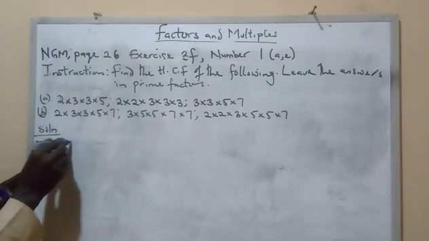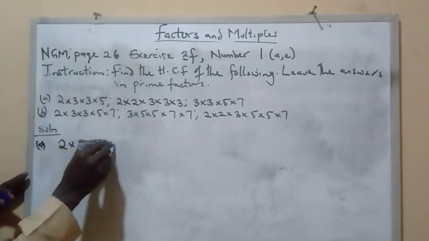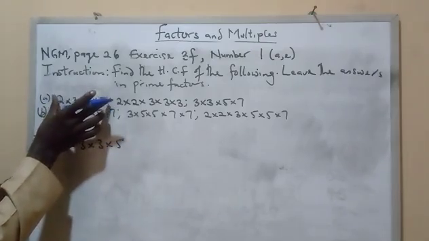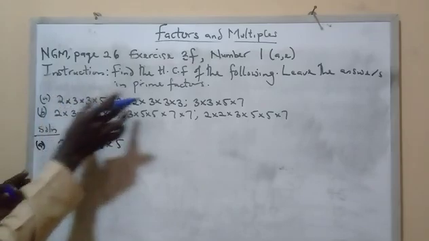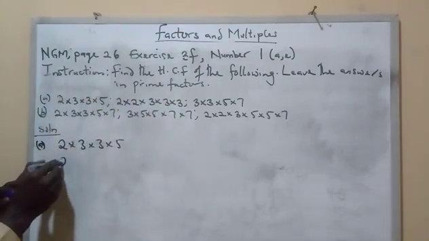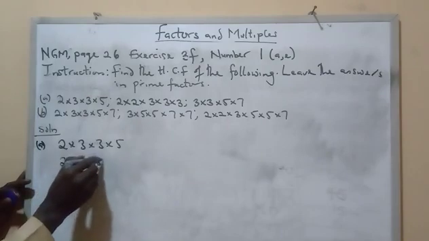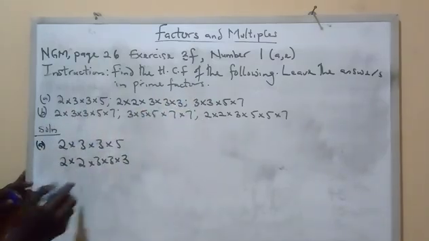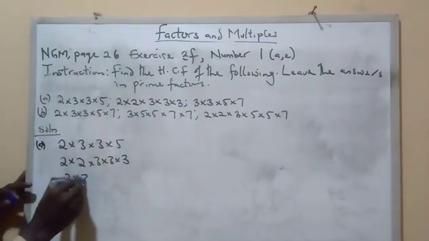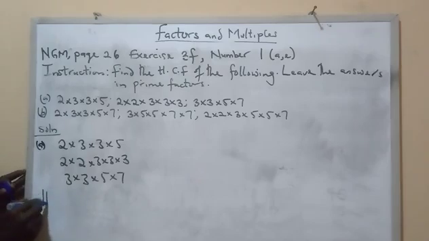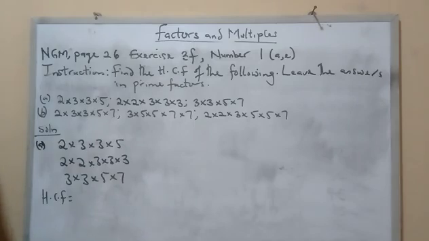So in doing that, the first one, 2 times 3 times 3 times 5. This is a product of prime factors. The same thing applies here: 2 times 2 times 3 times 3, then times 3. The same thing, the last one there, 3 times 3 times 5 times 7. And we have to find the highest common factor.